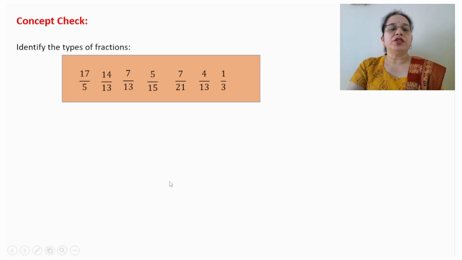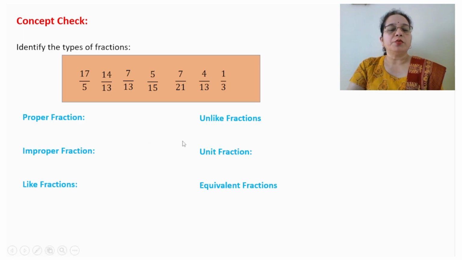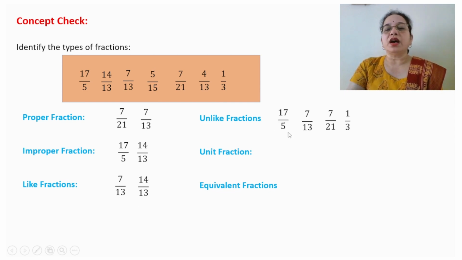Identify the types of fraction. Many fractions are written over there. You are supposed to find out the fractions and write down your proper fraction, your numerator is smaller, so find out. Improper fraction, your numerator is greater. Like fractions, where the denominators are same. More than these options are also possible. I have written only few. Unlike fractions, your denominators are different. Unit fraction, when your numerator is 1, and equivalent fraction when the value is same.